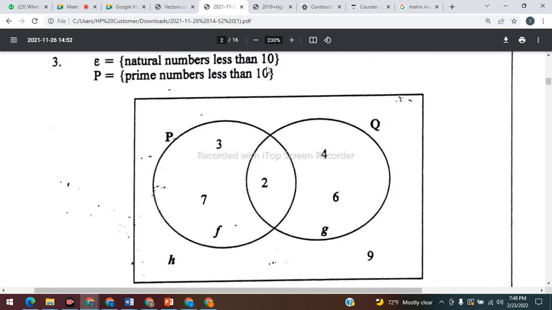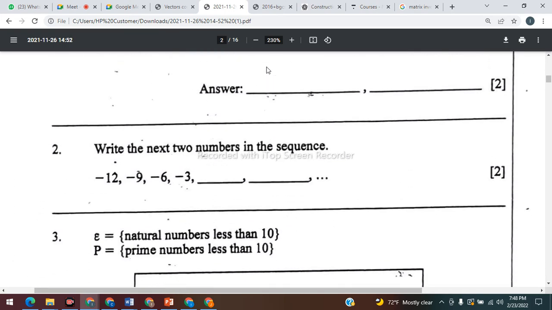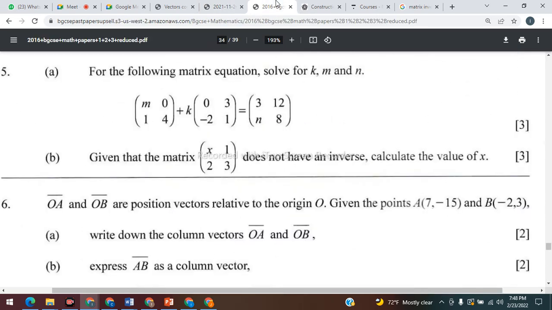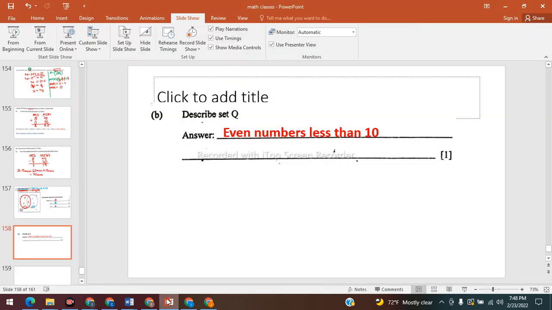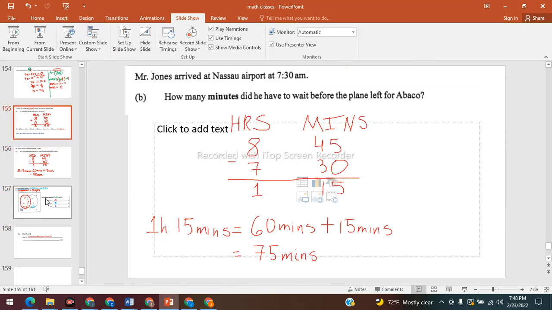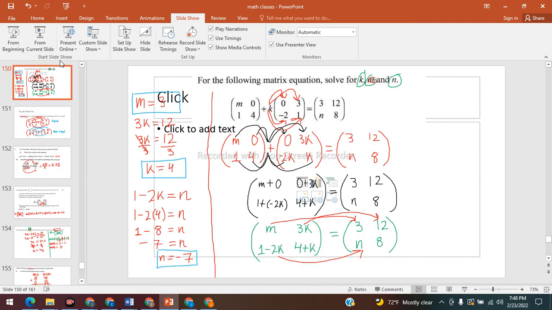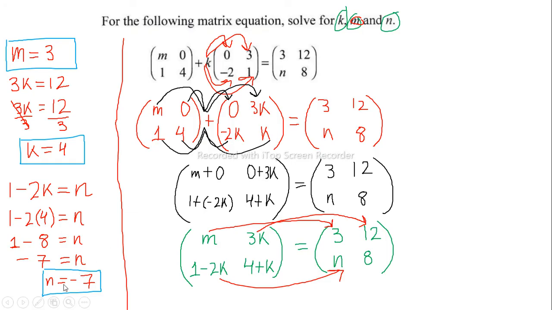Okay, let's go back to our little difficult questions, unfamiliar questions. Someone asked me about this one, how do we really manage to get that? So I'll go back to the question and just explain something. The question really was, how did we get n is equal to -7?